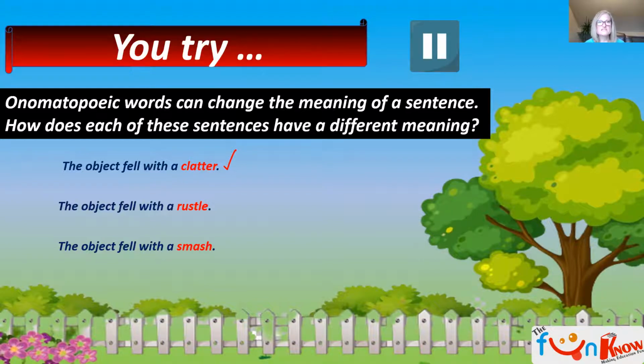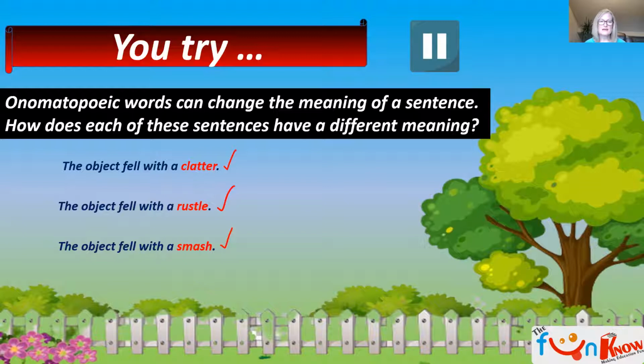The object fell with a rustle. It suggests something soft, something light, maybe something crinkly. It could be a crisp packet. It could be some leaves. And then number three, the object fell with a smash. That suggests that something's broken, so perhaps glass.